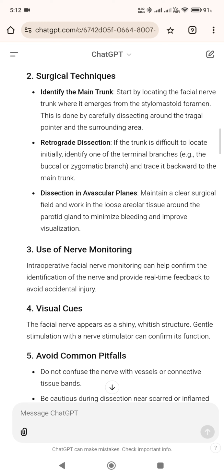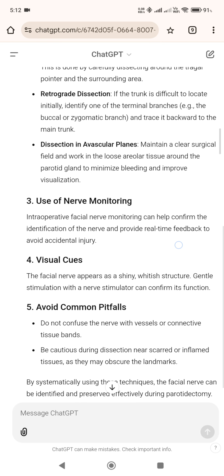Dissection in avascular planes. Maintain a clear surgical field and work in the loose areolar tissue around the parotid gland to minimize bleeding and improve visualization.